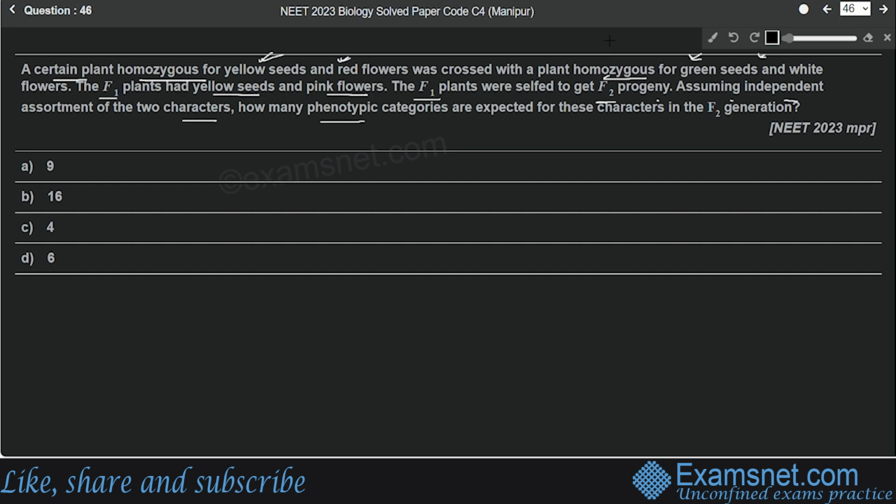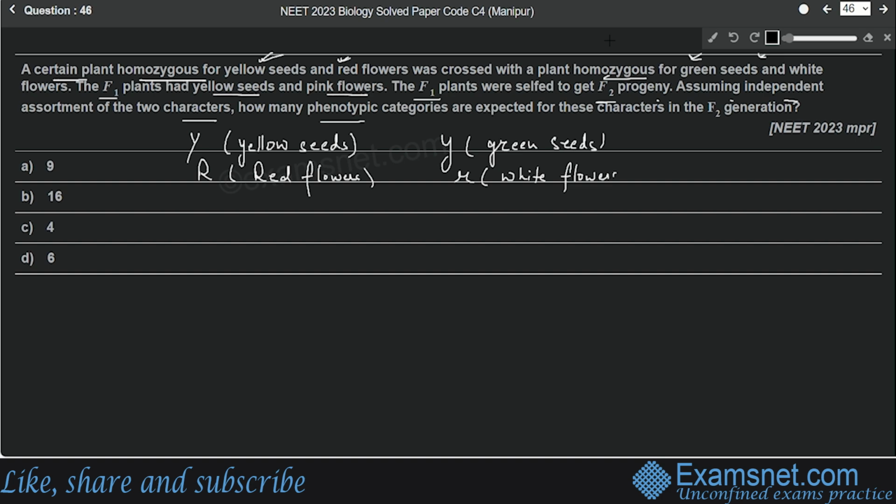Okay, so we know that out of the two colors of the seeds, green and yellow, yellow color is dominant. So we write capital Y for yellow seeds, and we write small y for green seeds. Similarly, in the flower color, red is dominant over white, so we write capital R for red flowers, and we write small r for white flowers, right?